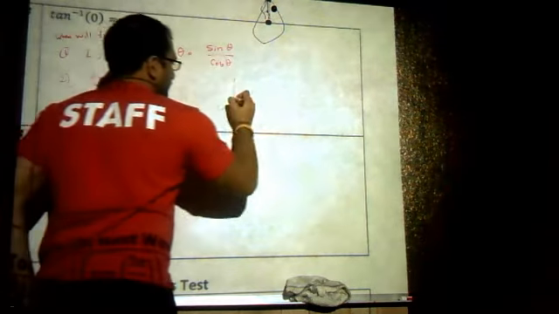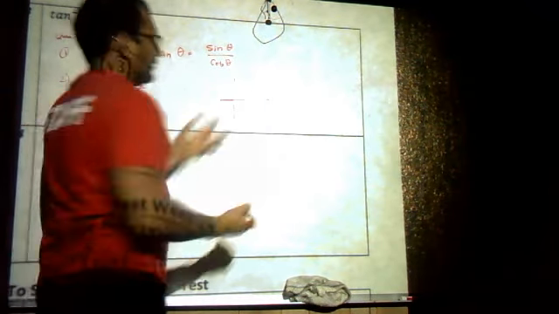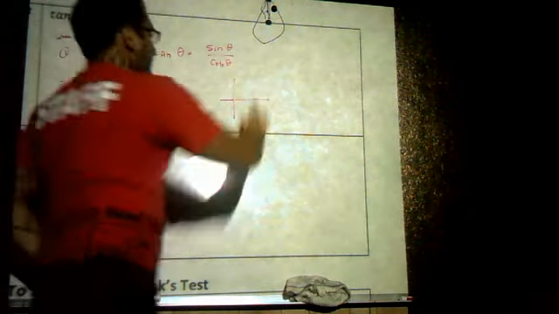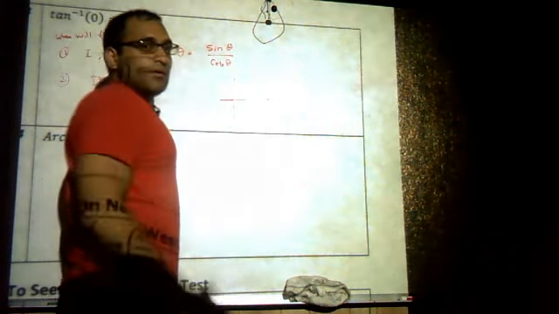Well, I know that it can only be in quadrants 1 and 4, so I'm going to think about those two quadrants first. These are the possible quadrants that it could be in. All right.